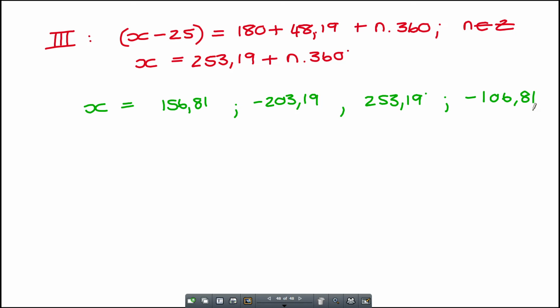Ek het net double check of something. Okay, any questions? Right. Can you guys try one on your own? Gaan julle dit vir enetjie self probeer? Goed.